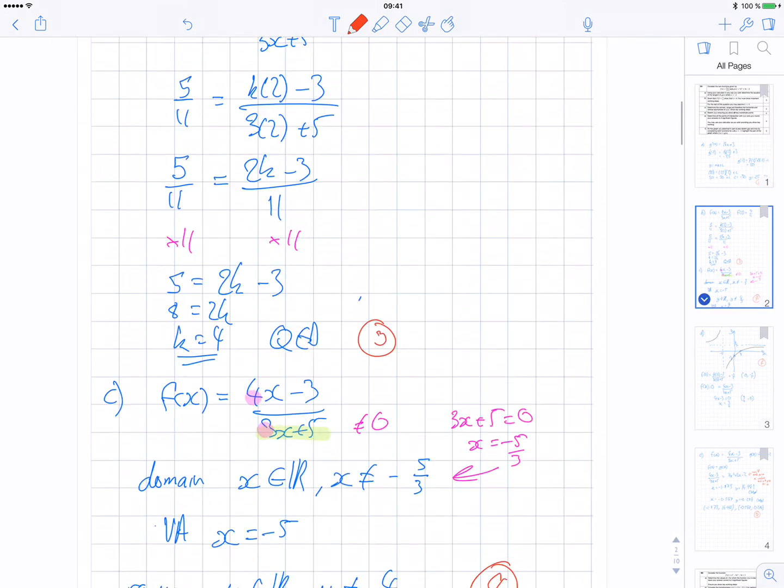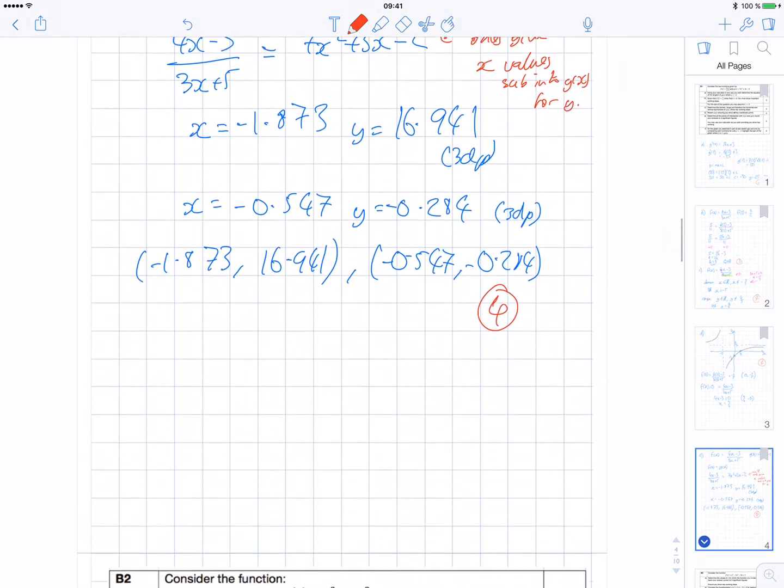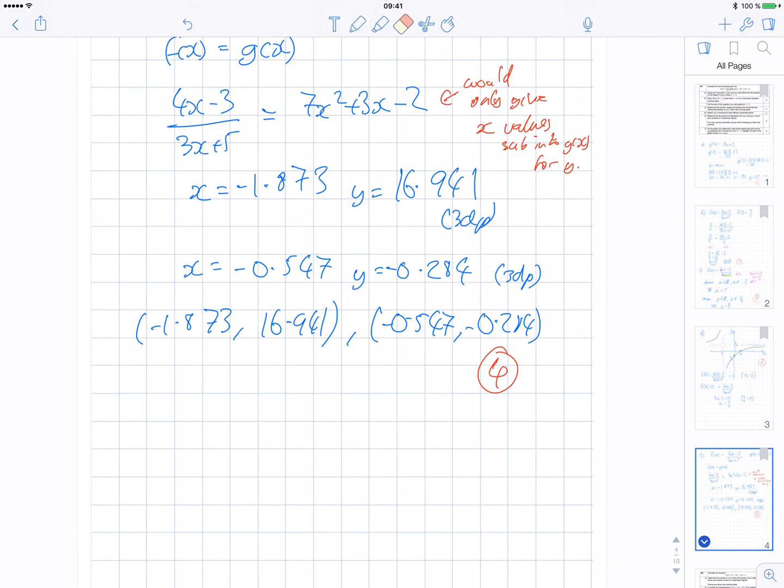Oh, sorry, 3 sig figs. I misread 3 sig figs. So if it's 3 sig figs, I'm just going to do a bit of deleting. That goes to 5. Oh, wait a minute, no it doesn't. That was already rounded to 3 sig figs. Okay, and that's to 3SF.